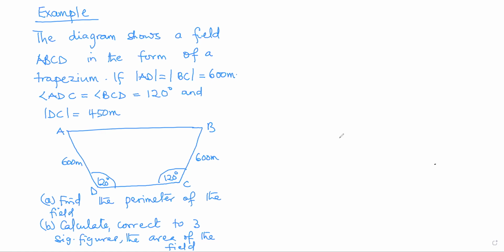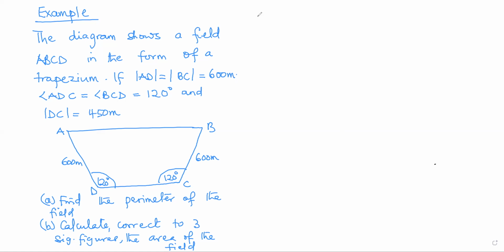All right, so the question before us says that the diagram shows a field ABCD in the form of a trapezium. If AD is equal to BC is 600, and angle ADC and angle BCD is 120, and DC is 450, we have to find the perimeter of the field and the area of the field.